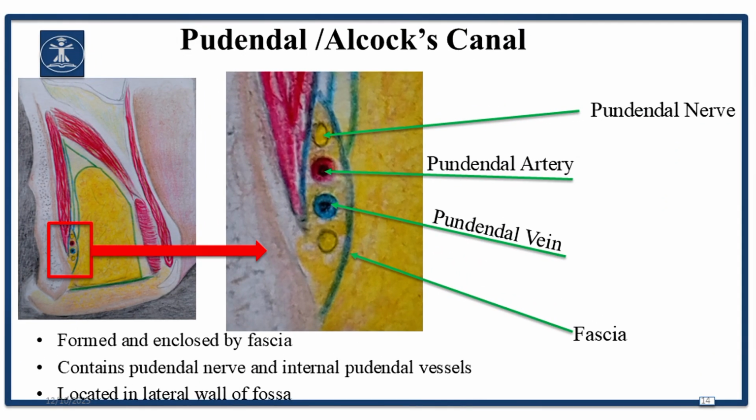Then another content is the pudendal canal. As you can see in the image, it is sidelined. It is laterally placed, inferior-laterally placed, and it is formed by a kind of fascia, demarcated by a fascia. So inside of it, we have the pudendal artery and the pudendal nerves there.